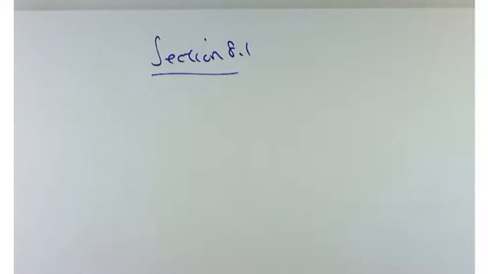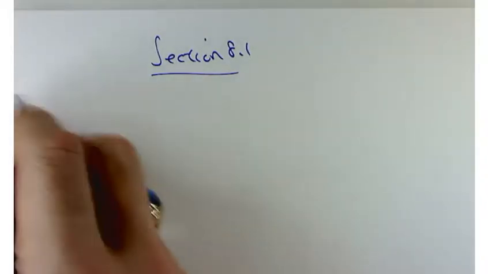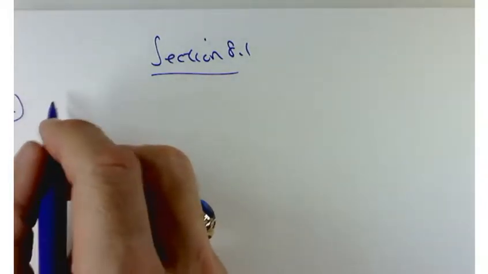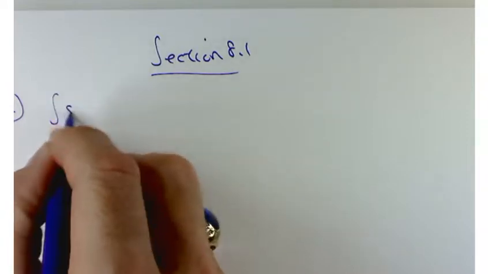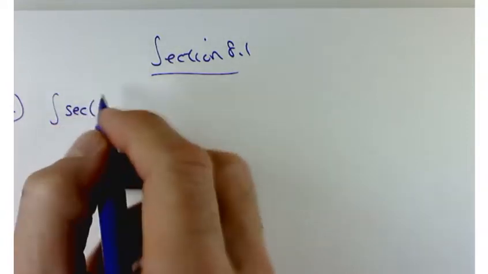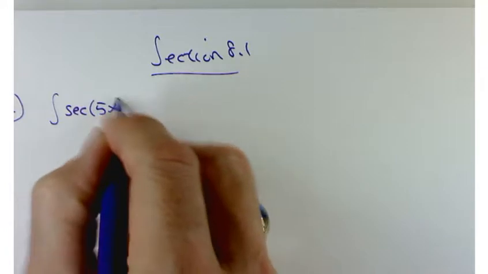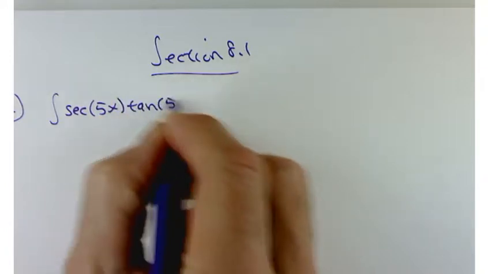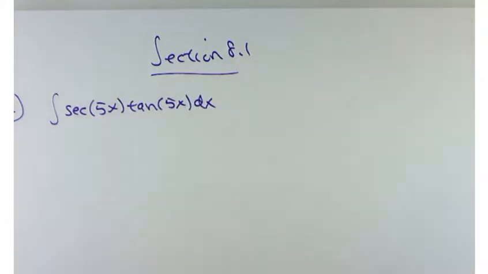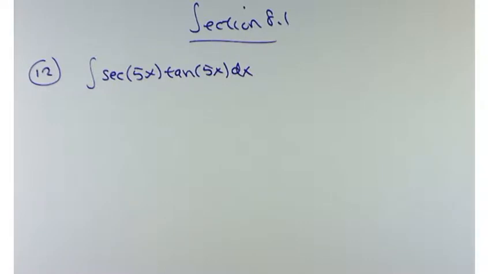So a lot of different integration techniques in section 8.1, mostly U-substitutions. We'll start with problem number 12. The integral of the secant of 5x times the tangent of 5x dx. Now, we'll do this one out the long way in detail this time.